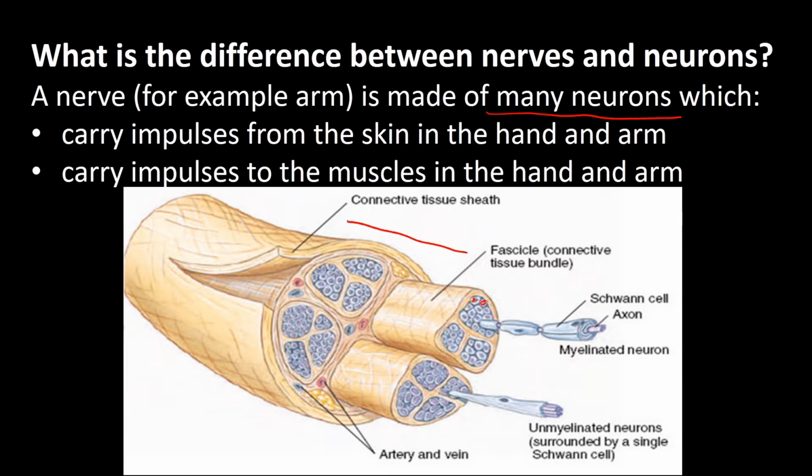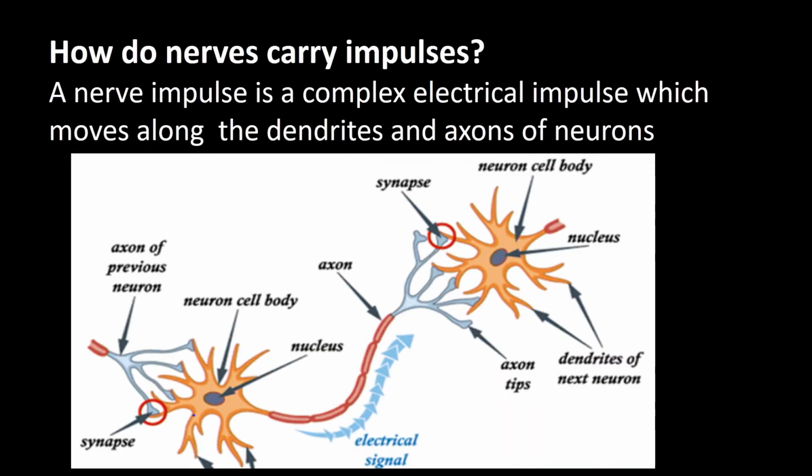Some of them are taking impulses from the skin to the brain and spinal cord, and others are carrying messages to the muscles. So in a nerve, there's generally two-way traffic. For example, in your arm, there's a nerve here, and it will carry messages from your skin to your spinal cord and from your brain to your muscles, so you know that you must move your arm.